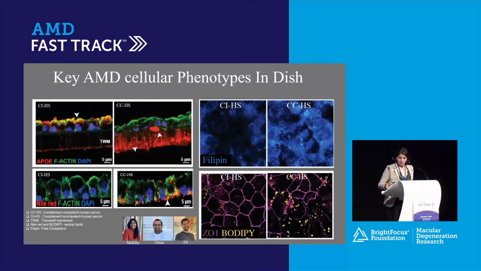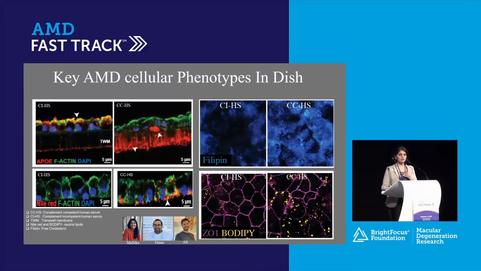Before us, there were a couple of papers that people have shown: if you stress this primary RPE tissue with human serum or complement-activated human serum, it does induce AMD-like phenotypes. As I said, when you do that for AMD, one of the key disease phenotypes is sub-RPE deposits. And if you want to do disease modeling in a dish, you want to make sure the tissue in your model replicates at least some of those phenotypes.